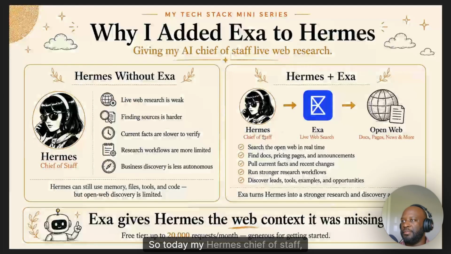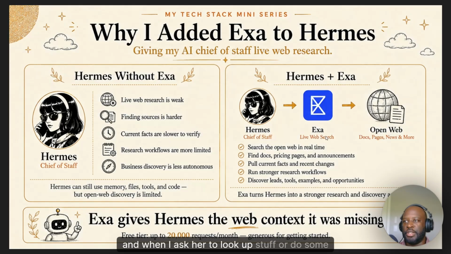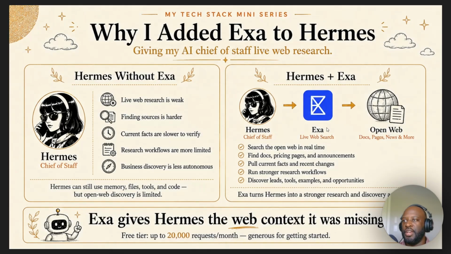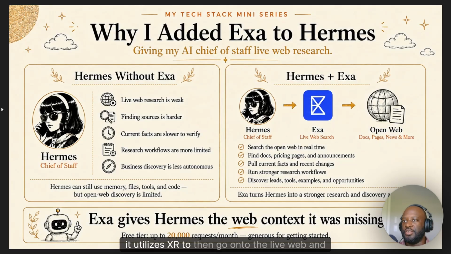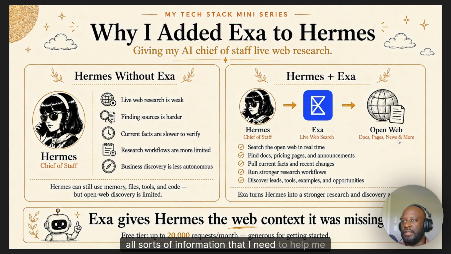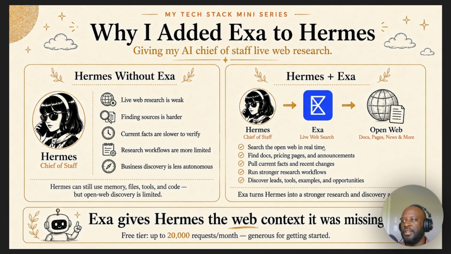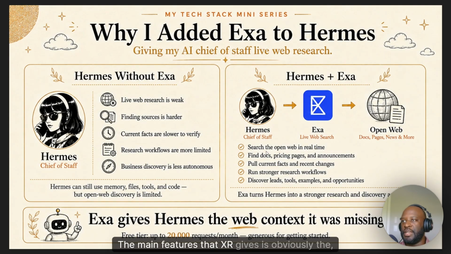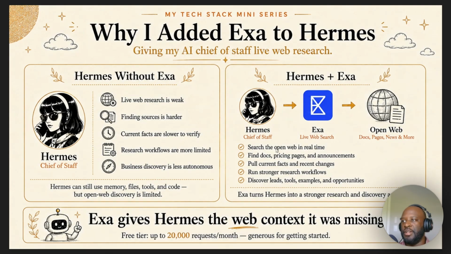So today, my Hermes chief of staff, who I named Laura, has access to XR. And when I ask her to look up stuff or do some research, it utilizes XR to then go onto the live web and pull in documents, pages, all sorts of information that I need to help me make a decision. The main features that XR gives is obviously the live web search in real time.